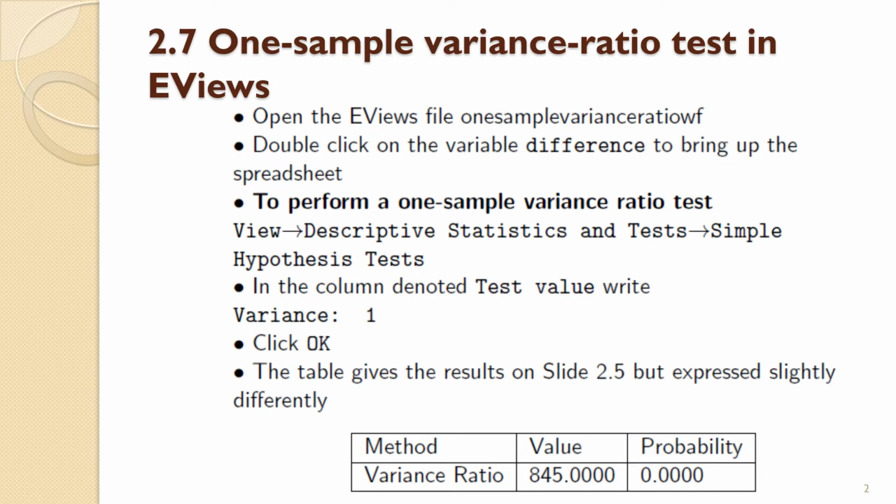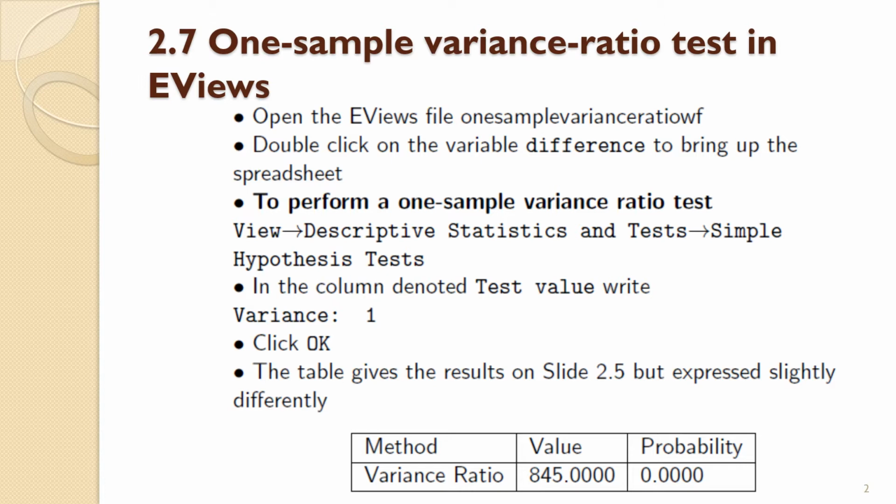So if you've got access to EViews then, in order to calculate this one sample variance ratio test, the first thing you should do is open this file, the one sample variance ratio work file, that's available on the module Canvas page. Once you've opened that file, what you have to do is double click on the variable in order to bring up the spreadsheet mode in order for the thing to work.